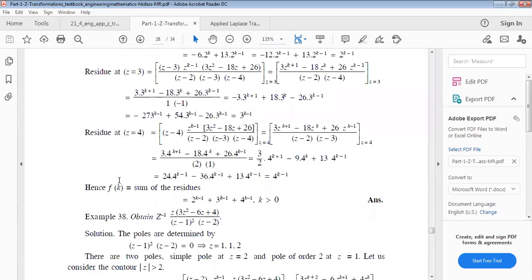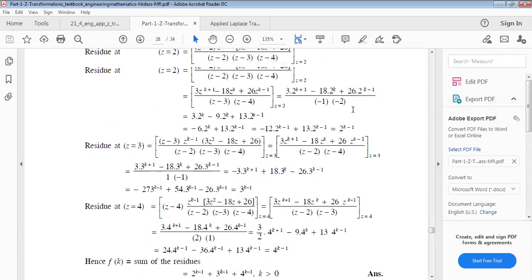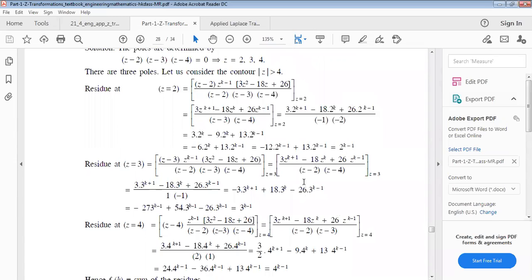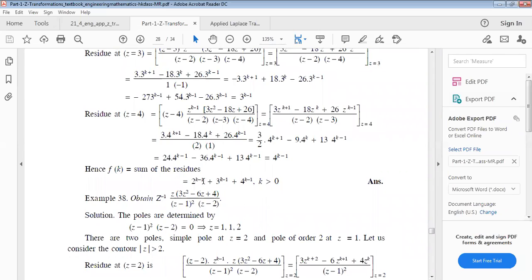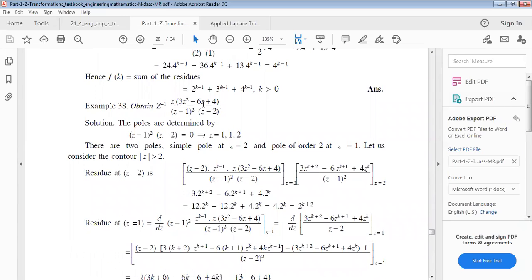Hence, the partial sum f of k will be the sum of all the residues. There are actually 3 residues, so we take the sum of the 3 sequences. This is actually the result. A similar process we will obtain. This is homework for you.